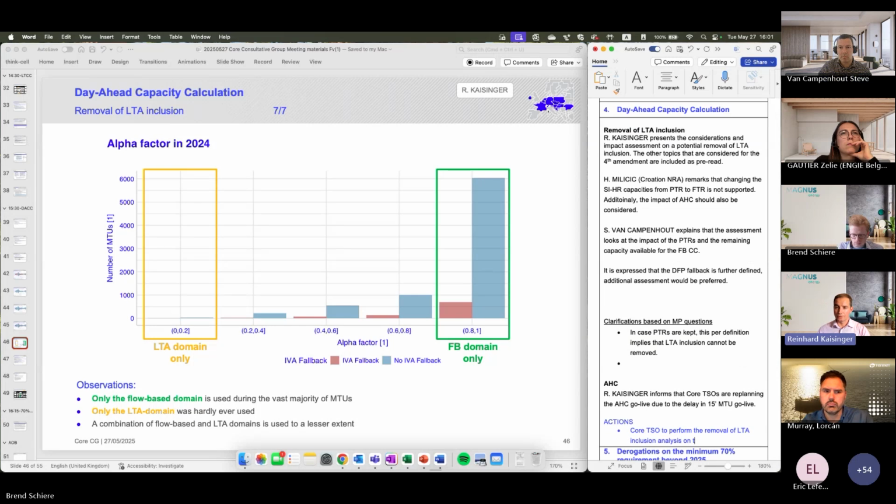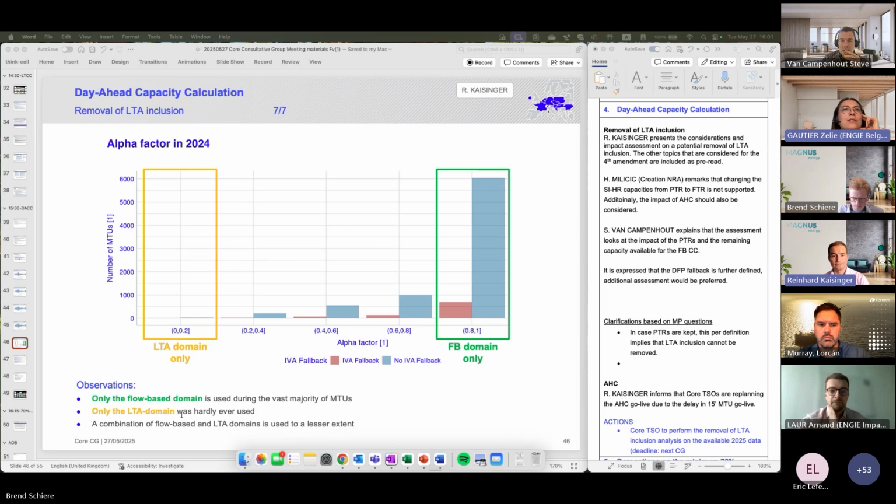Good. This was it on the impact assessment on removal of LTA inclusion in terms of day-ahead capacities. Any other questions before we move on to the status update on advanced hybrid coupling? There is a hand raise from Arnaud and then Steve as well. So maybe Arnaud, you can take the floor.